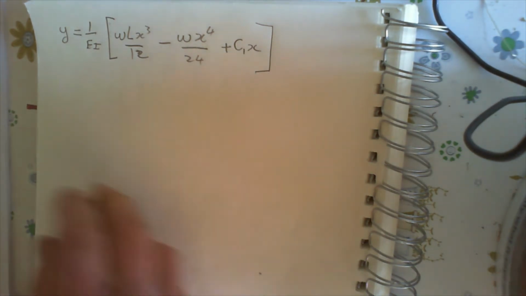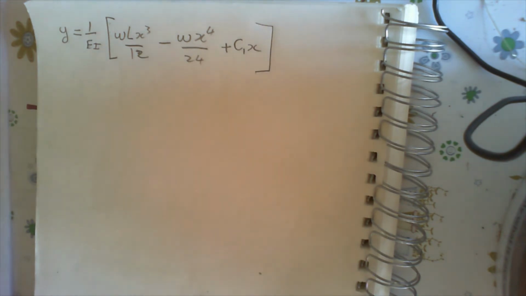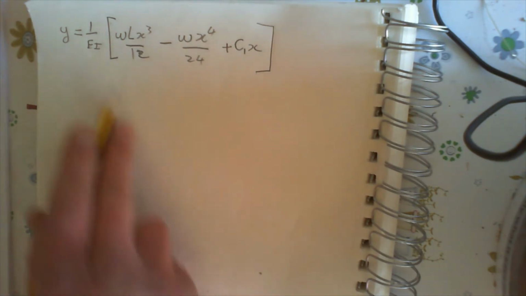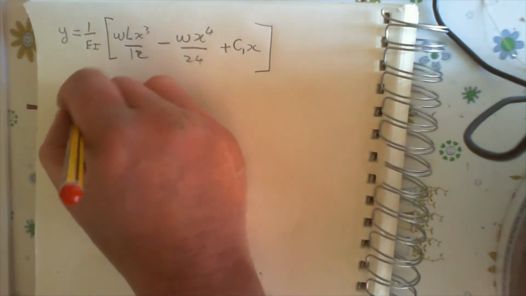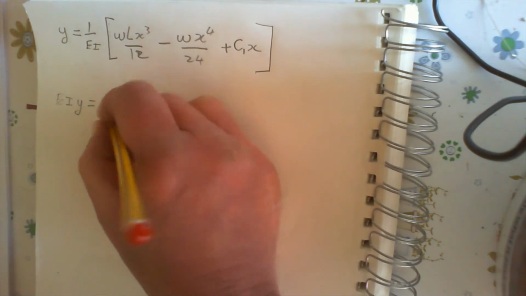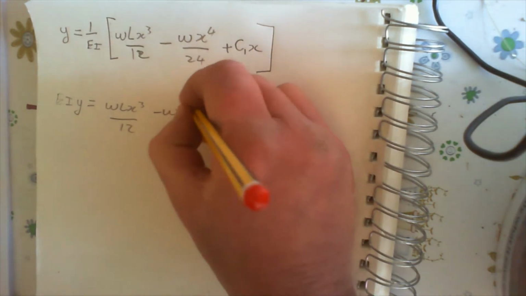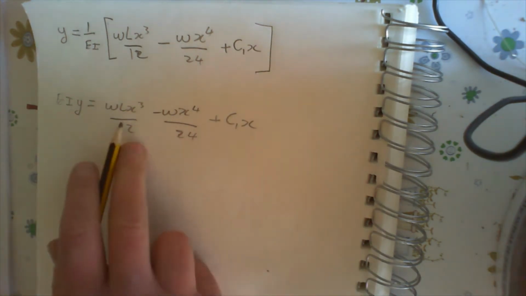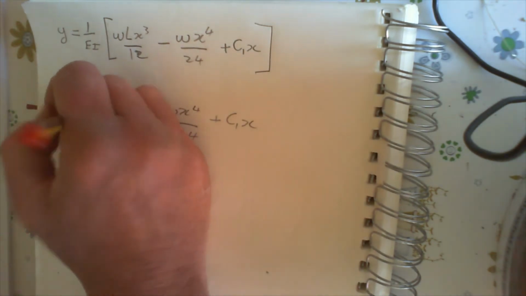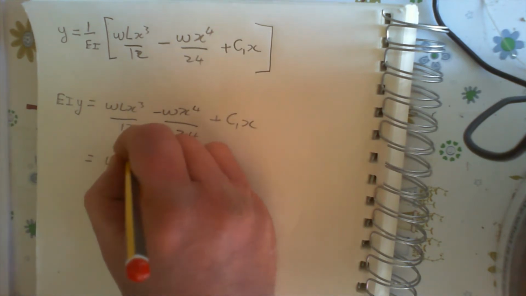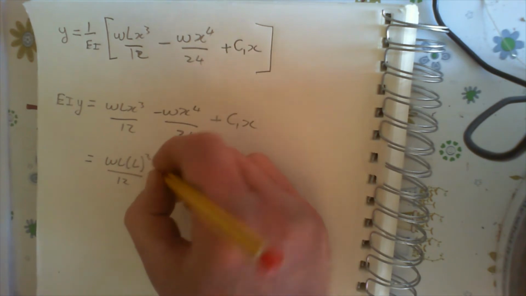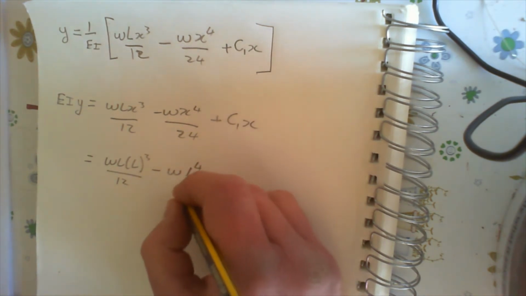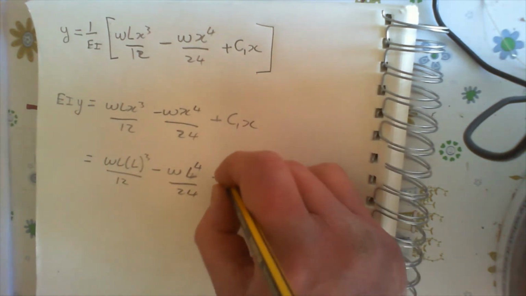Now we plug the next boundary conditions into this, where deflection is 0 again when x equals L. Right? Move that back up here, just to make it a bit simpler. It's going to equal the load times L times x cubed over 12 minus, oh I keep saying omega, I mean the load, x to the 4 over 24 plus C1x, and then we substitute L for x, which is going to be the load times L times L to the 3 over 12 minus the load times L to the 4 over 24 plus C1L.